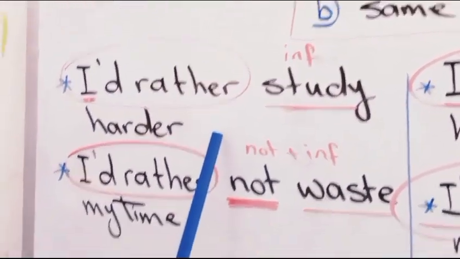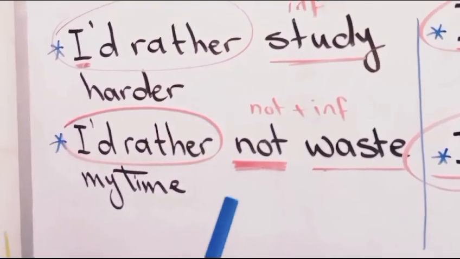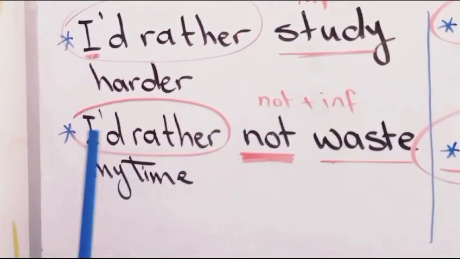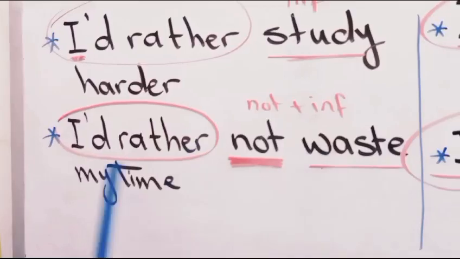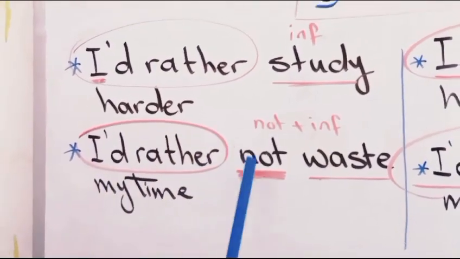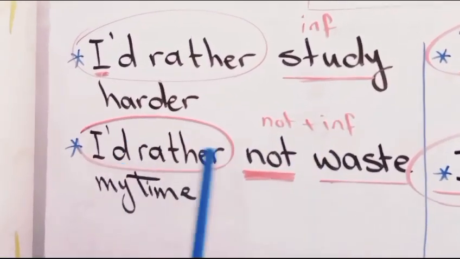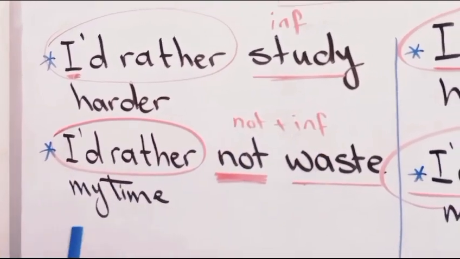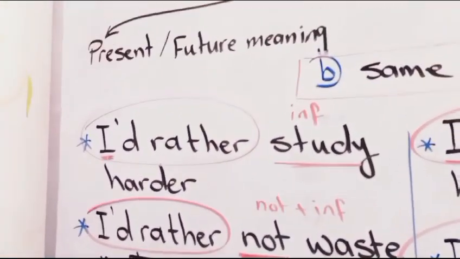But when I want to use a negative one, I use not plus infinitive. I'd rather not waste my time. I'd rather not and infinitive. I'd rather not waste my time. This is for present meaning.